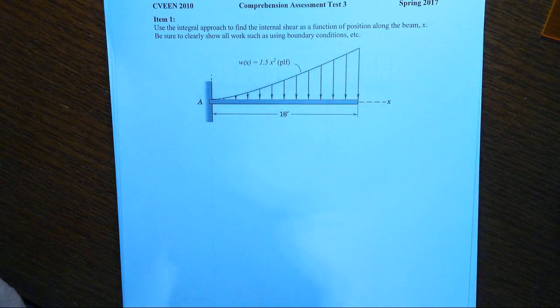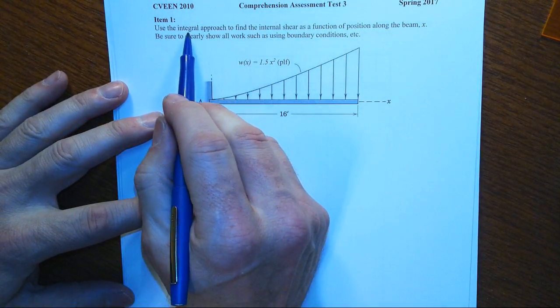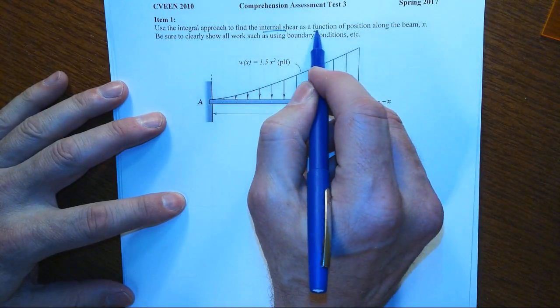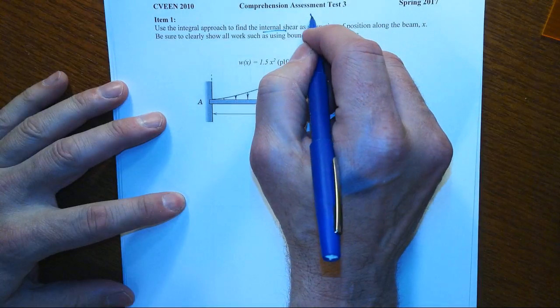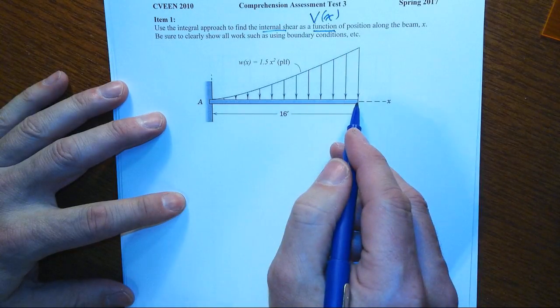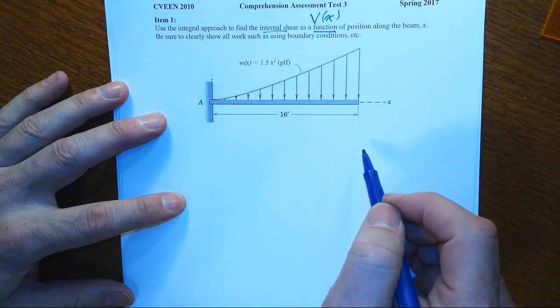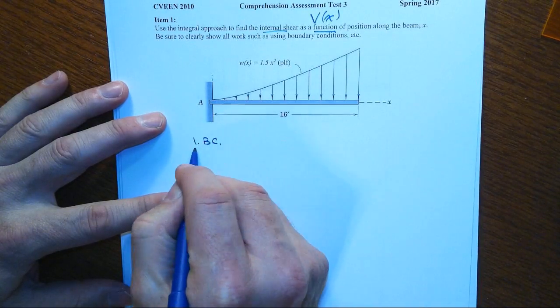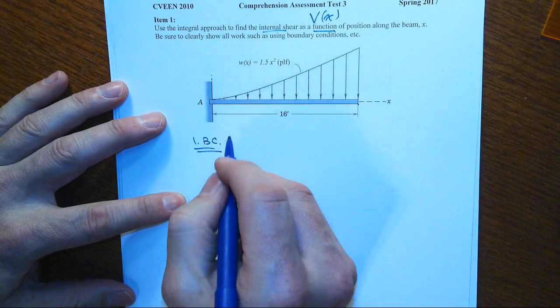On the first item of the third test, we're asked to use the integral approach to find the internal shear as a function of position along the beam. In other words, we want V of x. And so we have a cantilever beam with a downwards distributed load, and that tells us right off the bat that our boundary conditions are out at that free end.